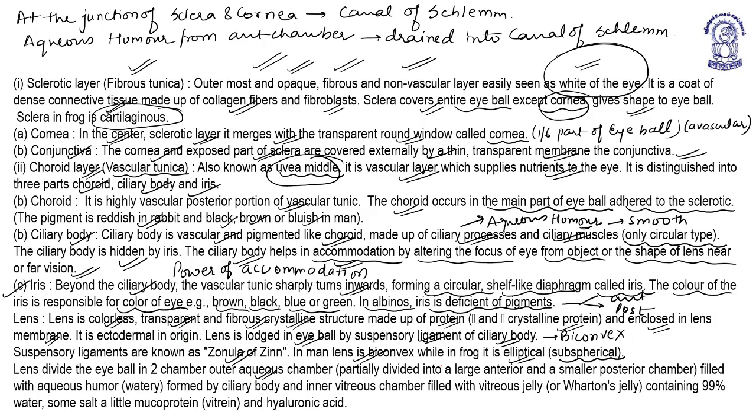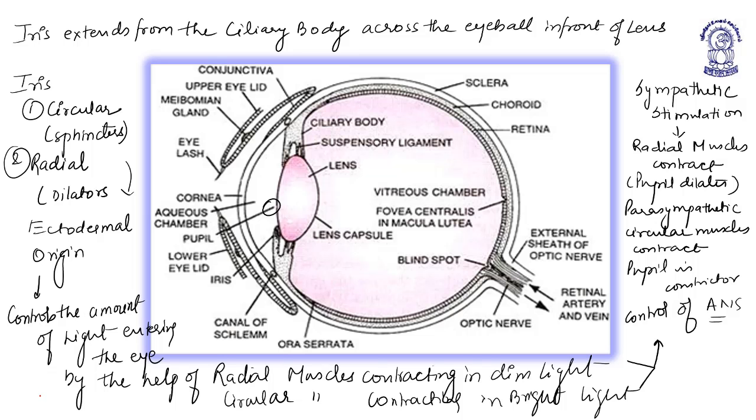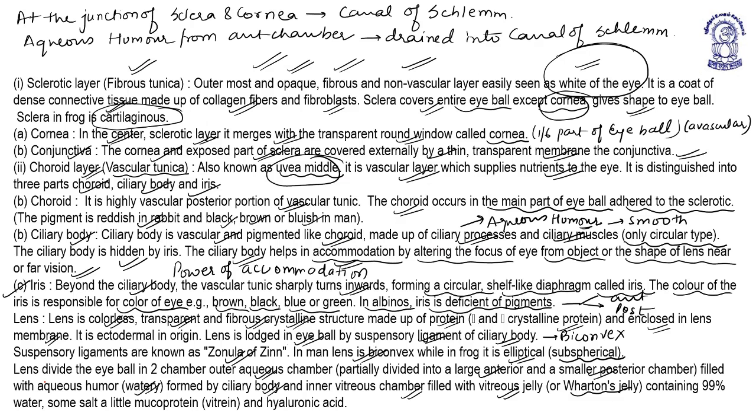The outer aqueous chamber is partially divided into anterior chamber and posterior chamber. The anterior chamber is large and the posterior chamber is small. It is filled with aqueous humor, which is mainly watery. The aqueous humor is formed by the ciliary process of the ciliary body, and the inner is the vitreous chamber, which is filled with vitreous jelly or Wharton's jelly, containing 99% of water and some salts.